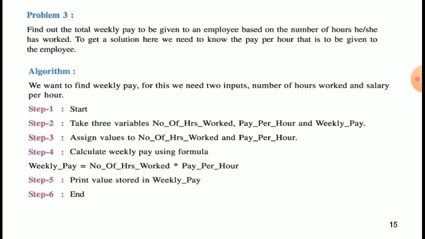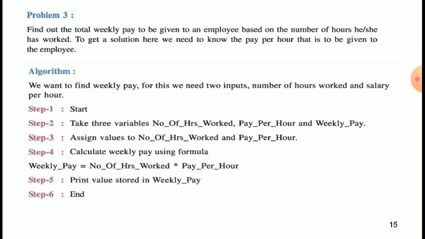Next problem, solving with an algorithm. Find out the total weekly pay to be given to an employee based on the number of hours he or she has worked. To get a solution here, we need to know the pay per hour that is to be given to the employee. We want to find weekly pay. For this, we need two inputs: number of hours worked and salary per hour.